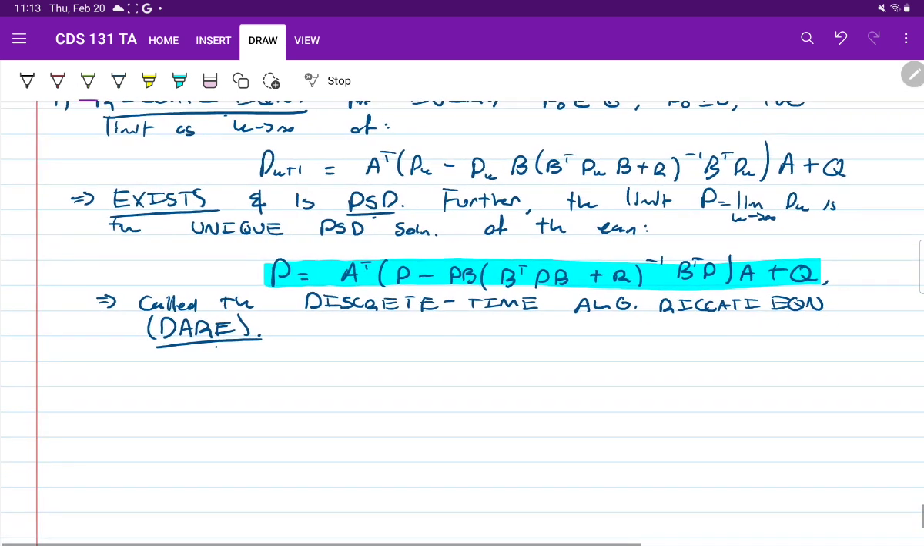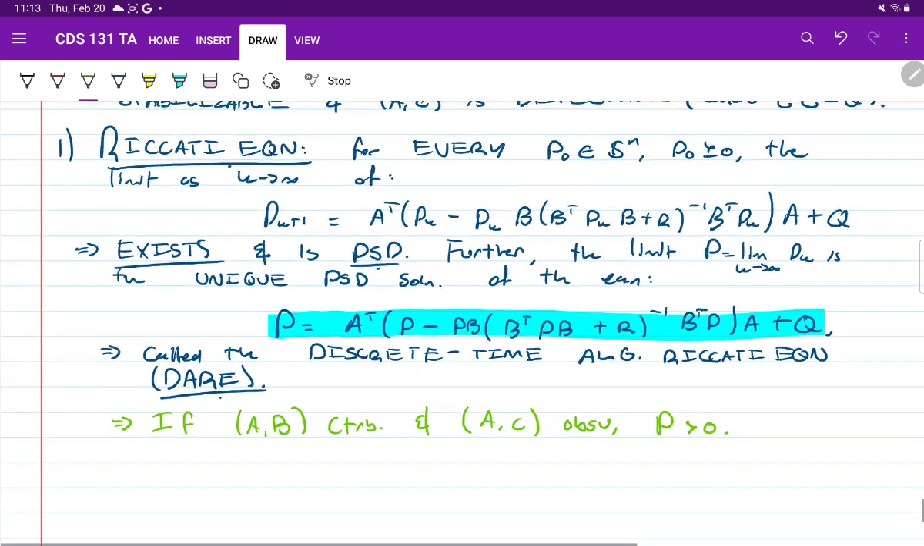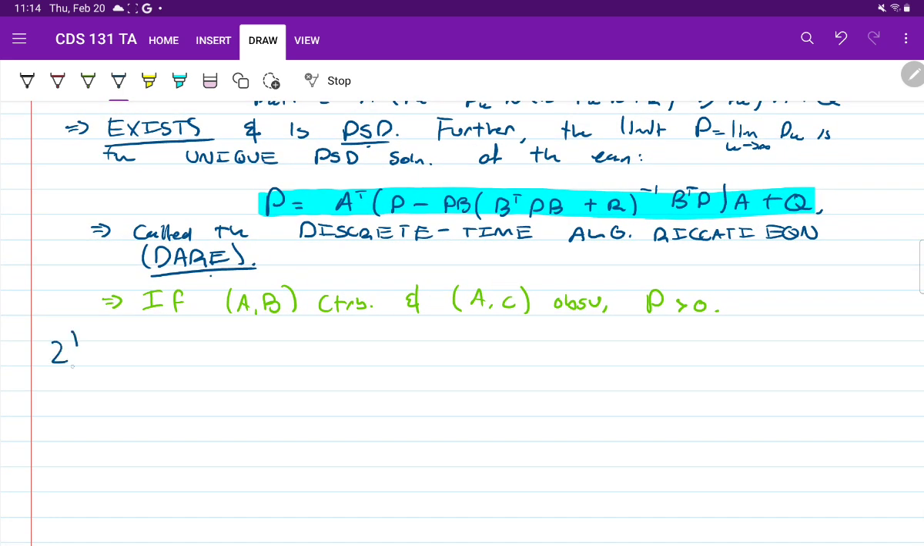Now, as a quick side note, if we strengthen our conditions to (A, B) controllable and (A, C) observable, then P will be strictly positive definite instead of just positive semi-definite. So that's our first condition. Now, what's the second condition of our theorem? Second, we're going to talk about the optimal control law.